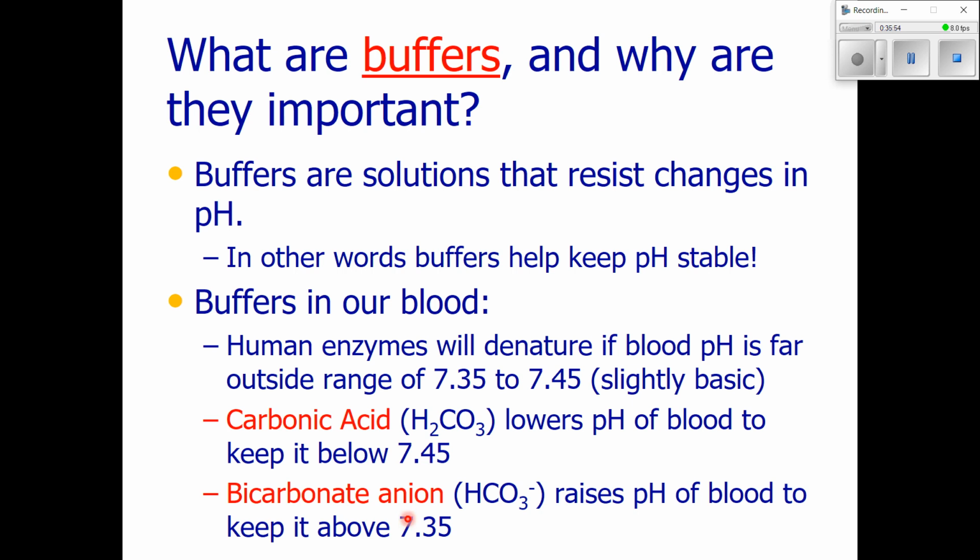Bicarbonate anion, which is usually just called bicarbonate, does the opposite. It raises the pH of your blood to keep it above 7.35. So you have a way of maintaining homeostasis. If your blood gets too acidic, bicarbonate will raise the pH of your blood. If your blood is too basic, if it has a high pH, carbonic acid will lower that back down to keep the pH of your blood in between these two extremes. I know that's probably about as clear as mud.